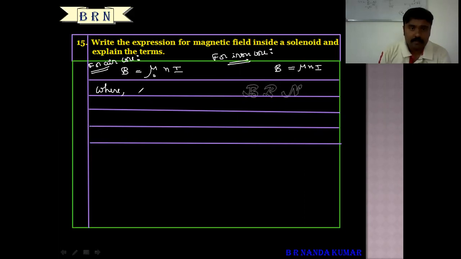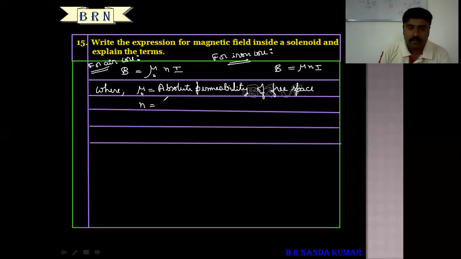So what is the meaning of mu naught? Mu naught is the absolute permeability of free space, the ability of free space to allow the magnetic field lines to pass through it. N means number of turns per unit length of the solenoid.